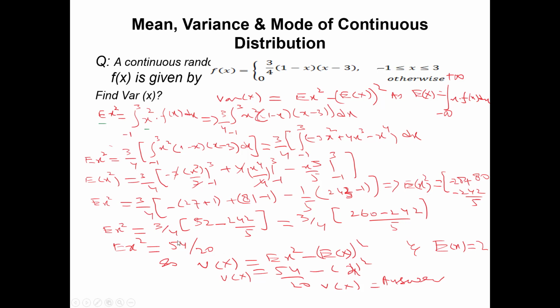So for E[X square], we have already conducted the calculation. We already calculated this: 54 by 20 minus 2 square. So this will be the answer. This will be your variance. So I hope that you understand.